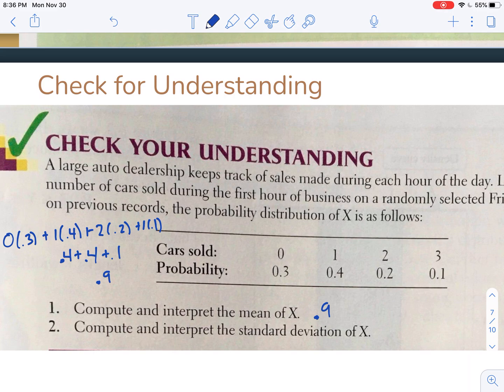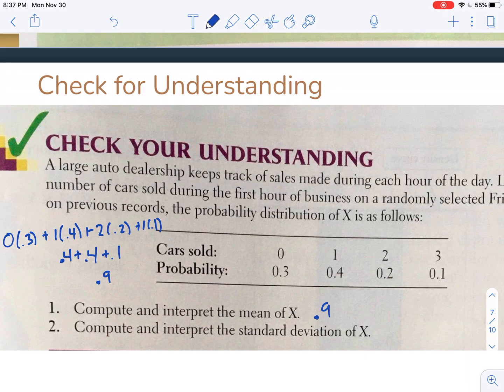So on the average day, you're going to sell just a little bit less than a car. So you're not always selling a car, but you're getting pretty close to selling a car almost daily via the average. That's what that means. Now, compute and interpret the standard deviation of X.